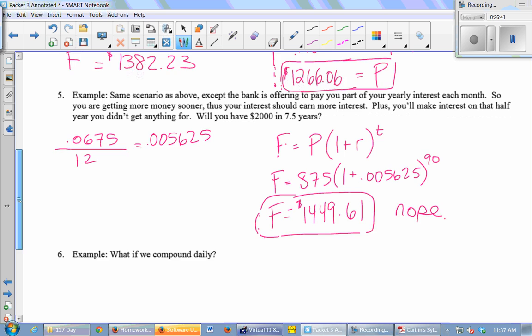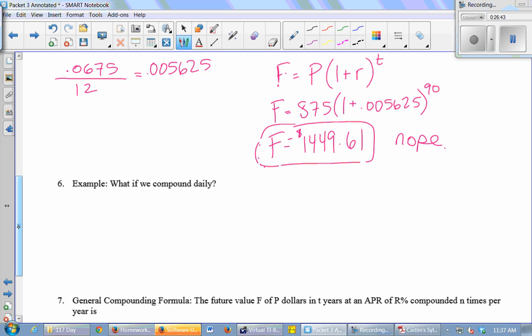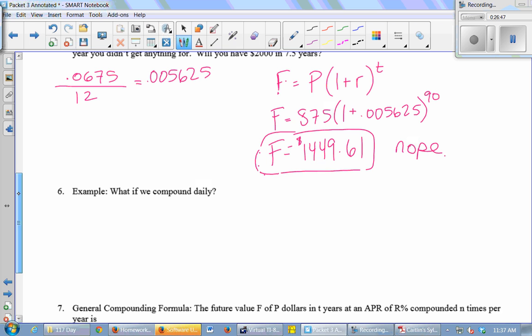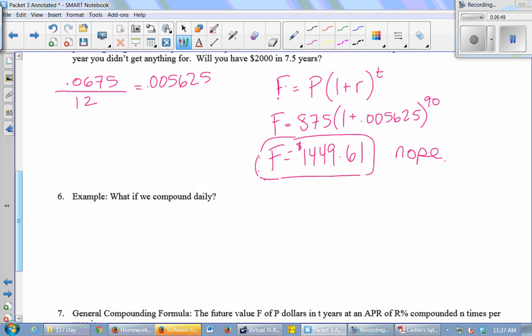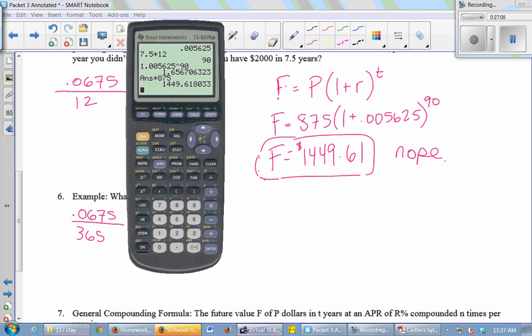But what if I compounded daily? Because then I'll earn interest on interest every single day. So let's just do the same process I did here. This time I'm measuring time in days, right? So I take my yearly interest rate, 0.0675. How do I get my daily interest rate? Divide by 365. It's going to be a small number. Let's see.